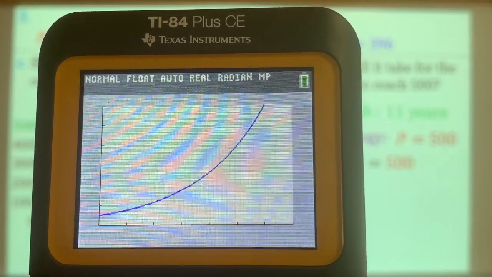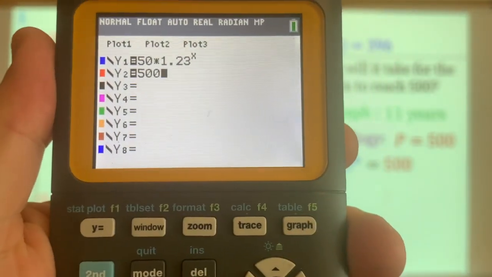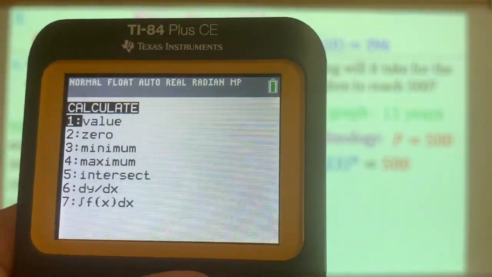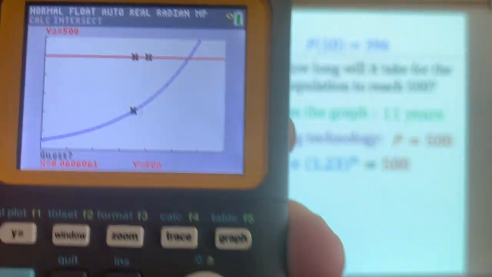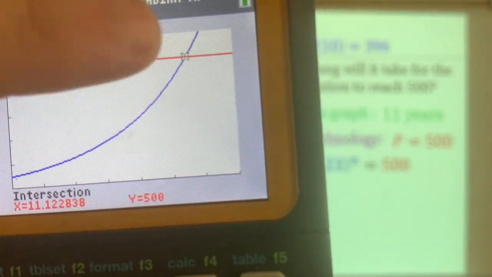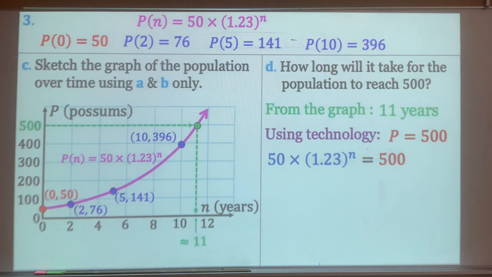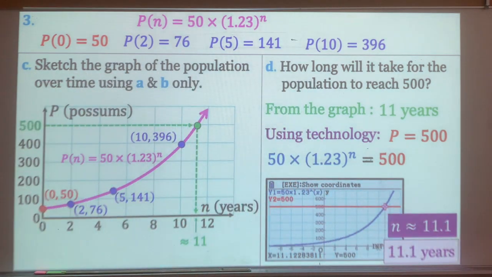All right, now wait a second. That's the graph, but I need to know when it equals 500. So I'm going to go back to y equals, and enter 500. Enter. So now, aha, I can figure out where they intersect. How? I go to second, calc, go down to intersect, and when they intersect, pick both graphs, pick a point close to that intersection, and it says, okay, when y equals 500, x has to be 11.12 or 11.1. And that, my friends, is the answer. Here's my graph. I did my intersection here. N is approximately 11.1 years. All right, a little bit more than a year and a month.